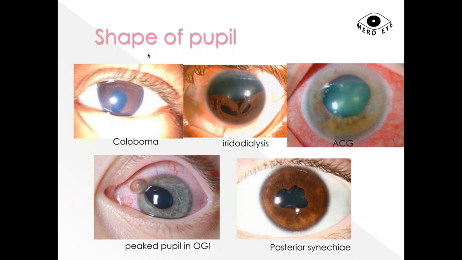The second picture in the middle shows a big iridodialysis, which means there is a disinsertion of the iris from its root. When the iridodialysis is usually small, it gives the appearance of a D-shaped pupil. But in this case, because it's quite large, we can see that the iris is folding down, leading to this appearance of the pupil.